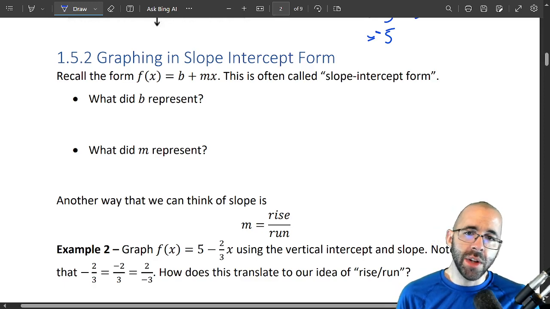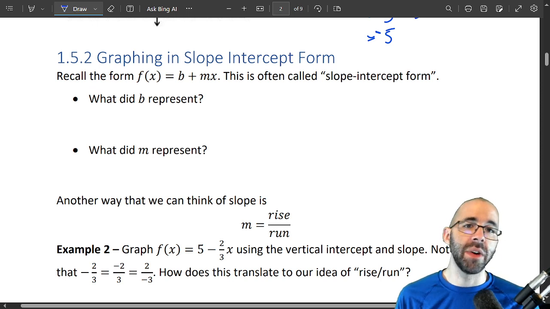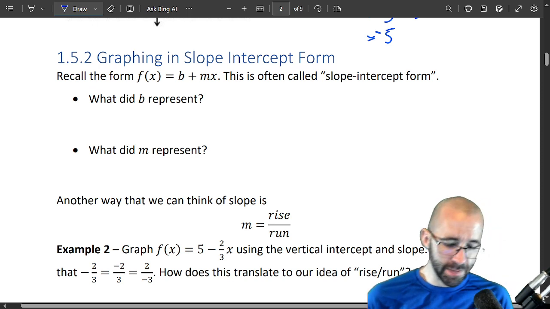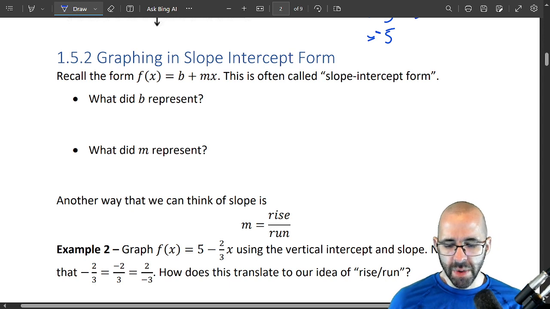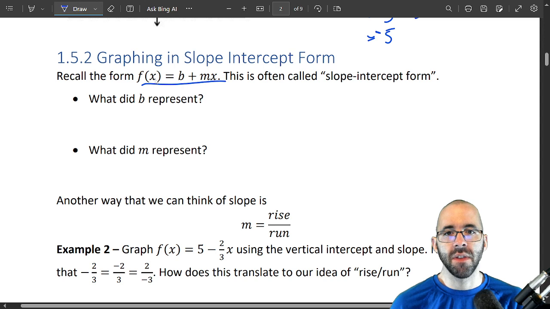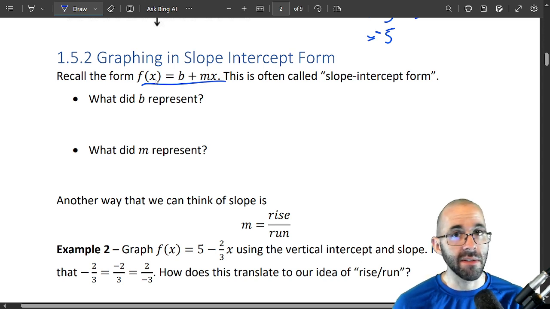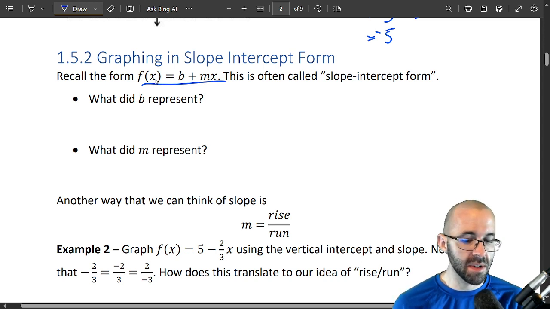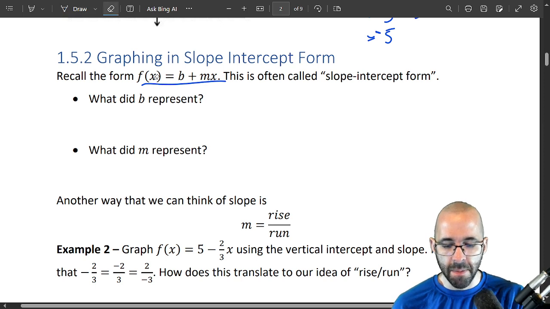So we talked about plotting points to graph lines, and now we're going to graph based on what we know about something called slope-intercept form. Earlier we talked about how we could write a line as b plus mx, where b is the starting value, sometimes called the fixed cost or the y-intercept, and the slope is m.